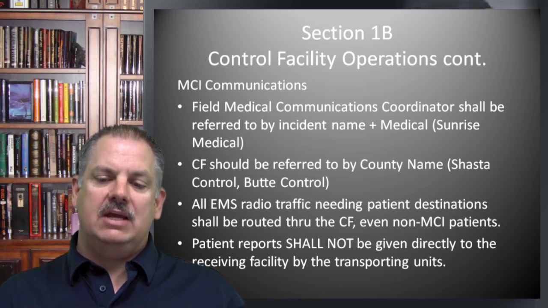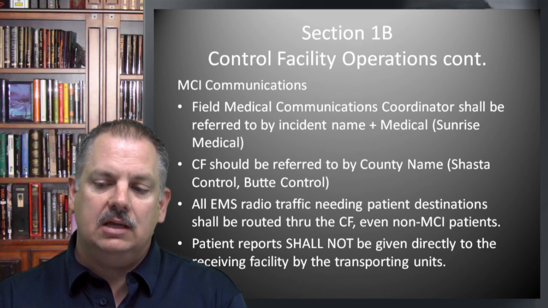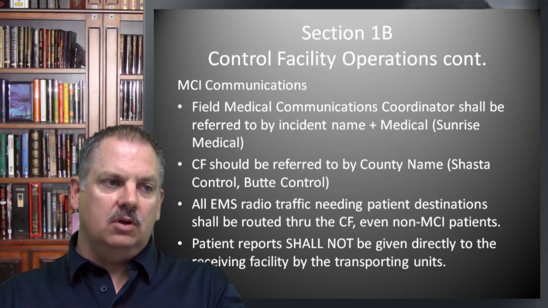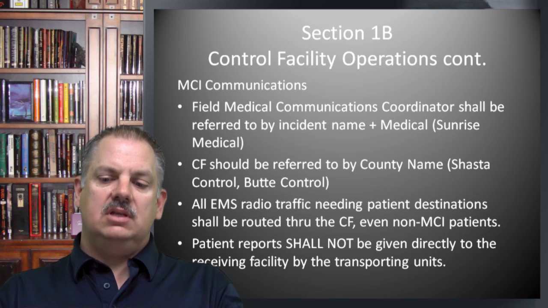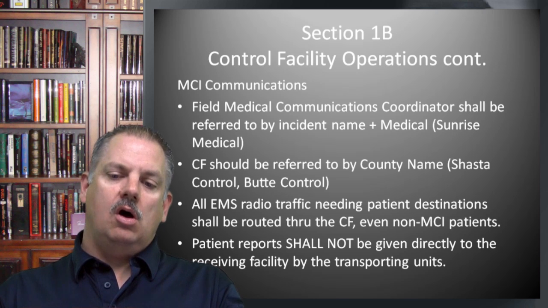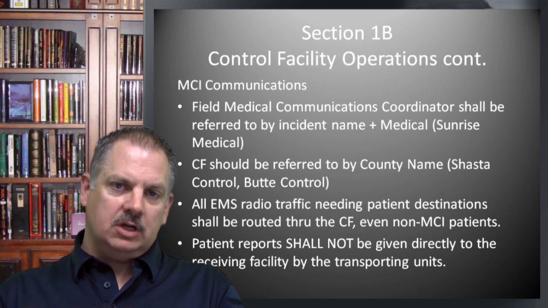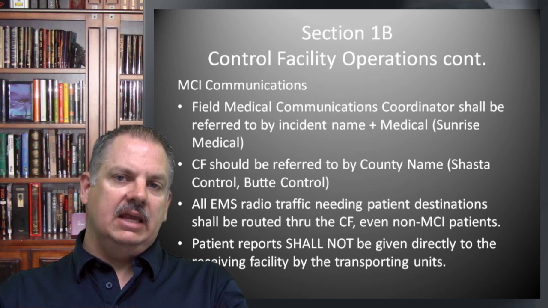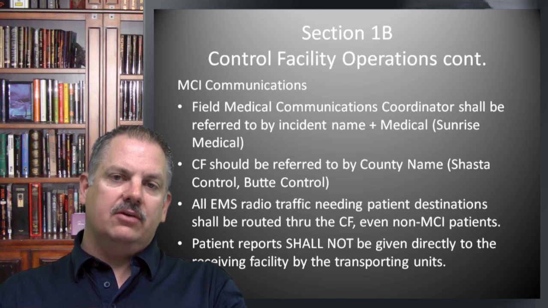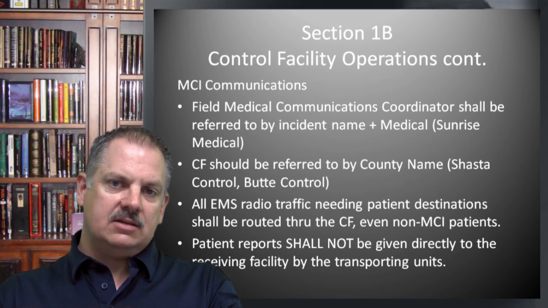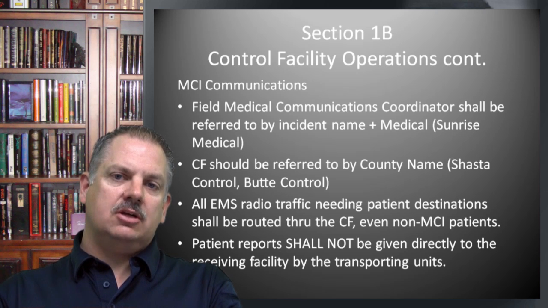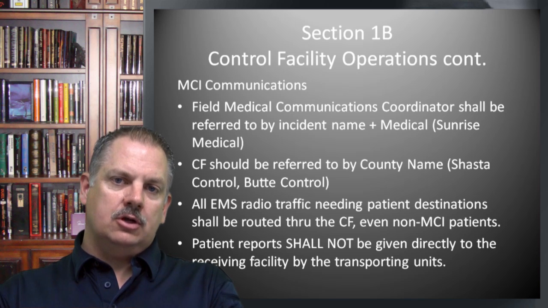All EMS radio traffic needing patient destinations should be routed through the control facility, and that's even non-MCI patients. The reason for this is you never want to overload a facility. So when a control facility is notified of an MCI alert, all patient destinations should be run through the control facility. As an example, if there's an MCI in Siskiyou County, then the other counties that are supported by Shasta Control need to report their patient transports through Shasta Control. It doesn't mean that they're going to be deviated from their receiving facility. It just means that Shasta Control will now know where those patients are going.